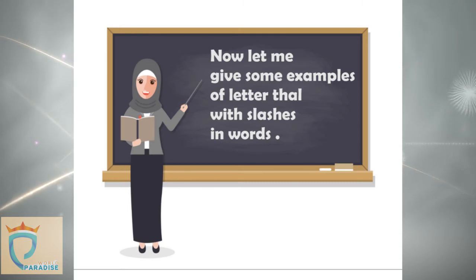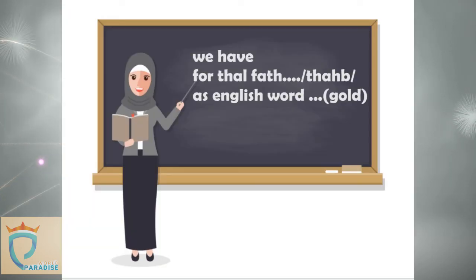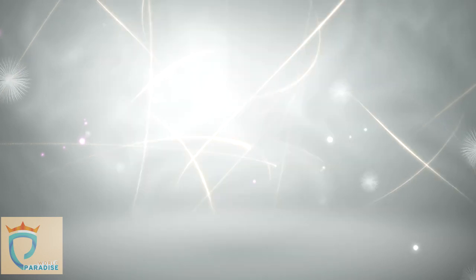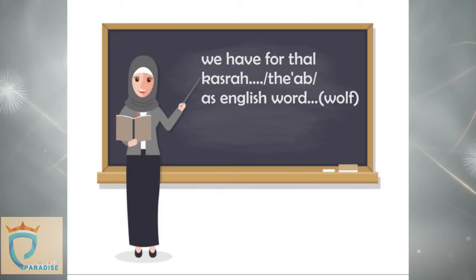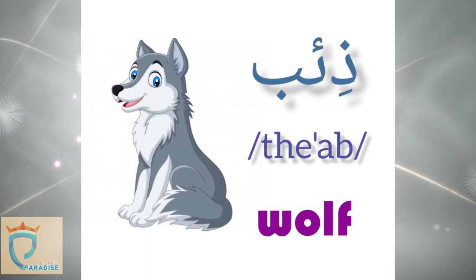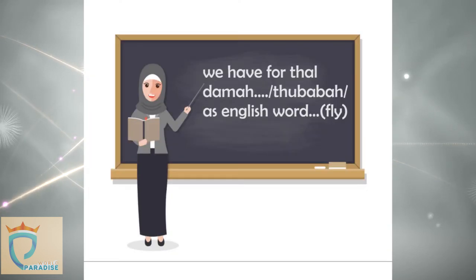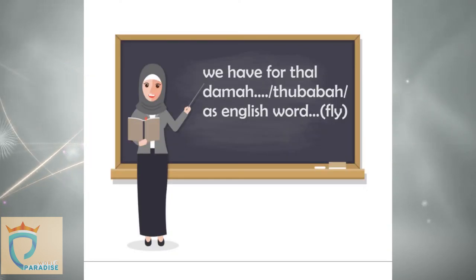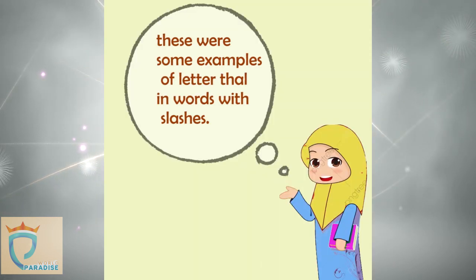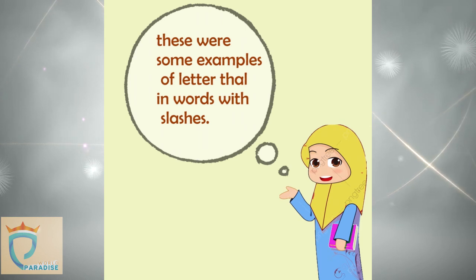Now let me give some examples of letter ذال with slashes in words. We have for ذا الفتحة ذهب as English word gold. We have for ذي الكسرة ذئب as English word wolf. We have for ذو الضمة ذبابة as English word fly. These were some examples of letter thal in words with slashes.